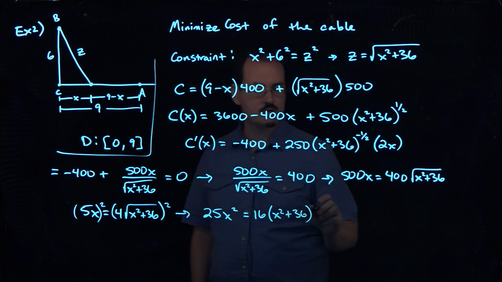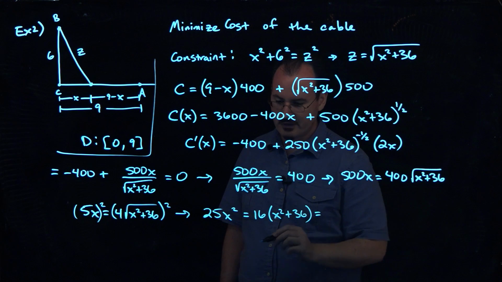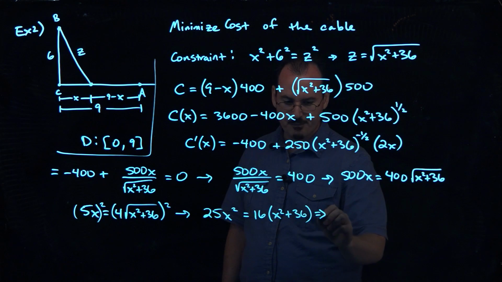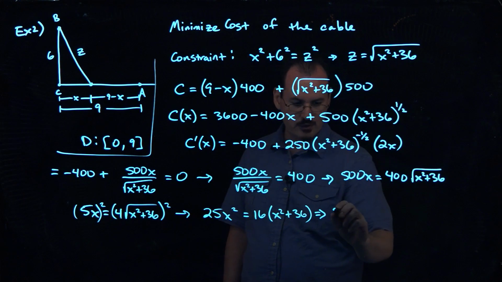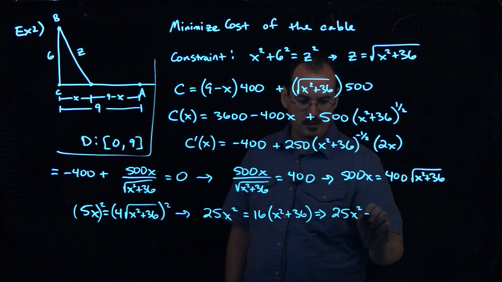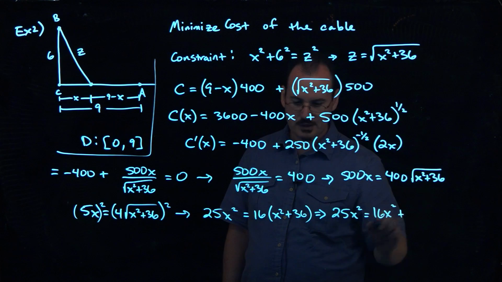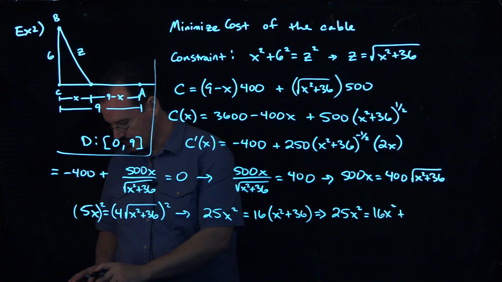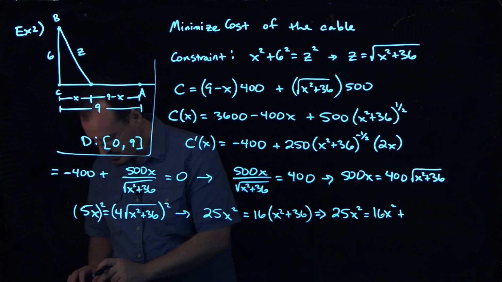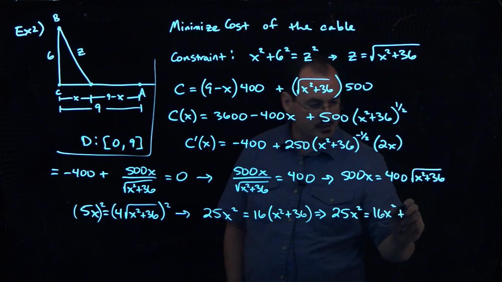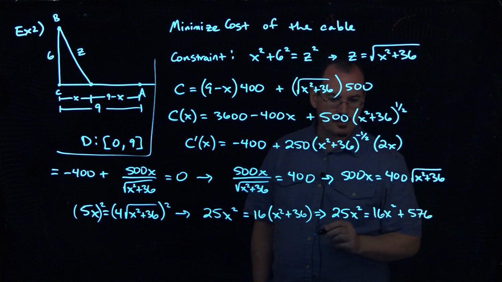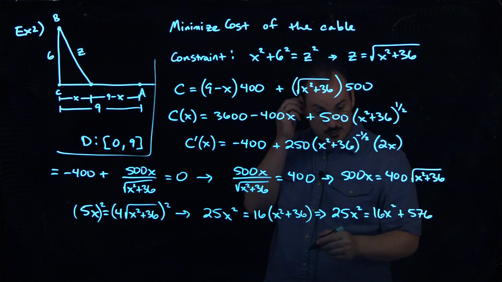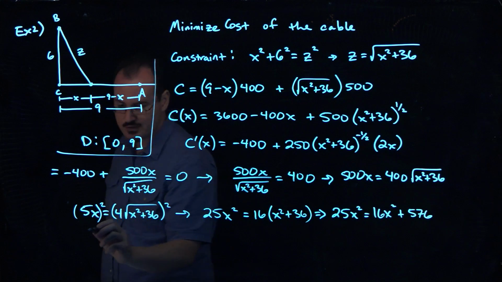I'm getting a little close here, running out of room, but I think we'll be able to fit everything. So next, let's distribute that 16. We'll get 25x squared is equal to 16x squared plus 16 times 36. 36 times 16 is 576. So these are like terms. I can subtract, and it's going to give me 9x squared is equal to 576.